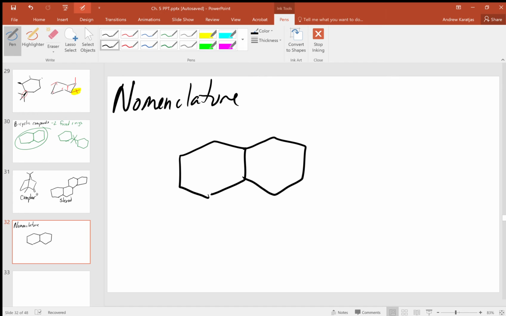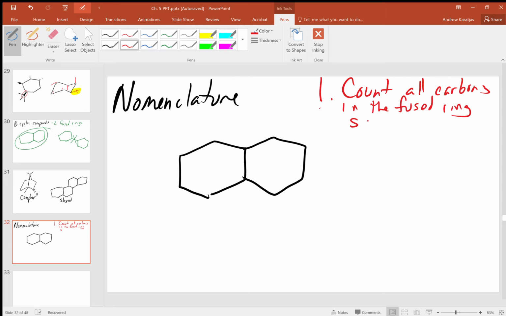So, first step, count all carbons within the fused ring system. So here we have 1, 2, 3, 4, 5, 6, 7, 8, 9, 10. That means this would be some sort of decane.